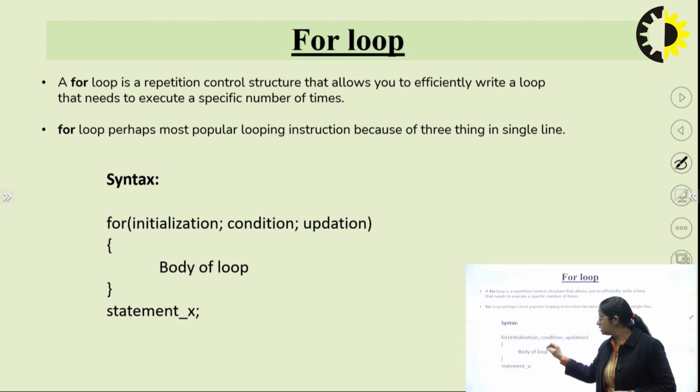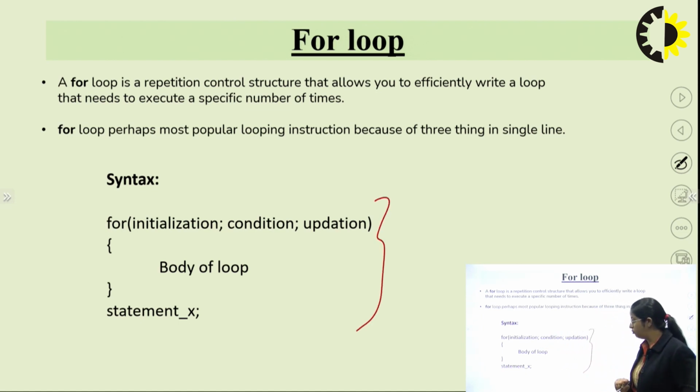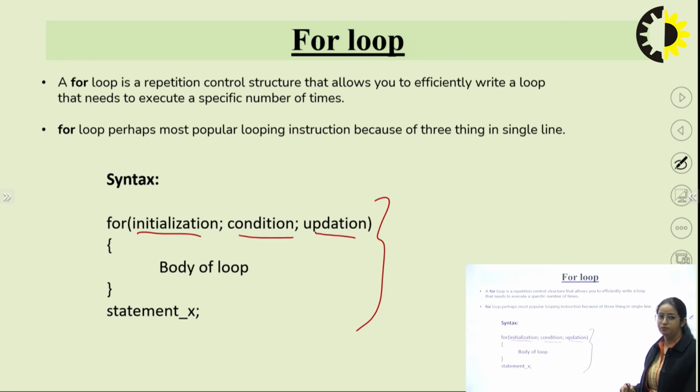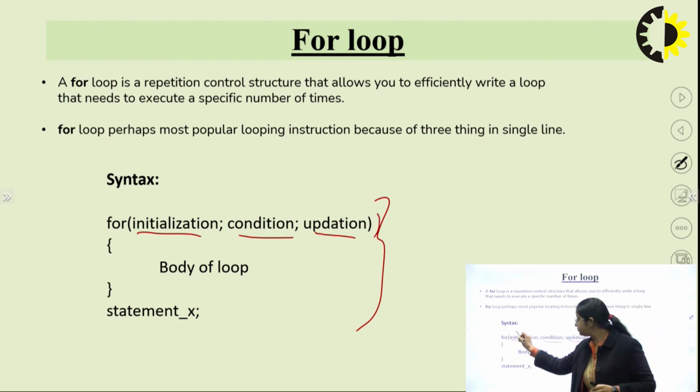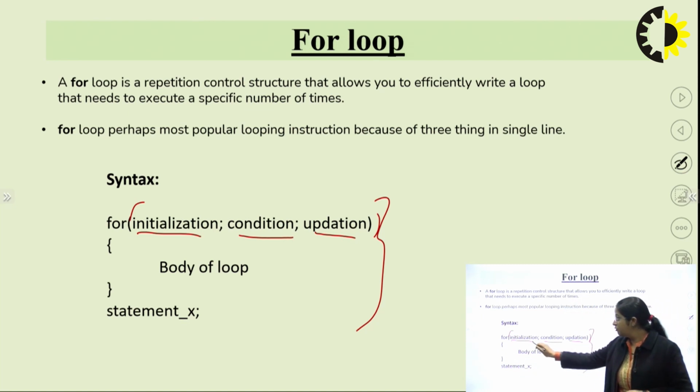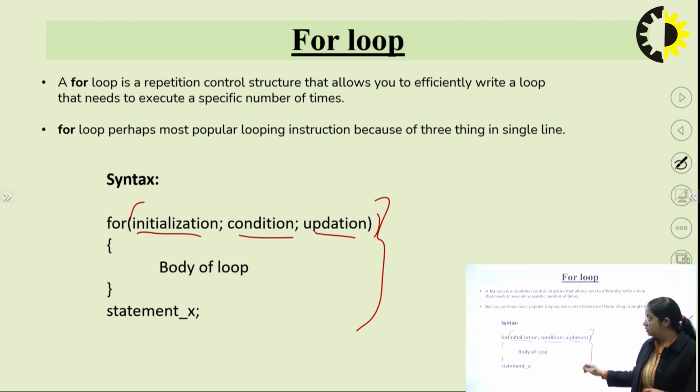This is the syntax of the for loop. You can clearly see what happens here: initialization, condition, and updation. All three things come under a single statement. We initialize here, then check the condition here, then the updation also happens here, and then the body of the loop will be executed. So this is the syntax of the for loop.